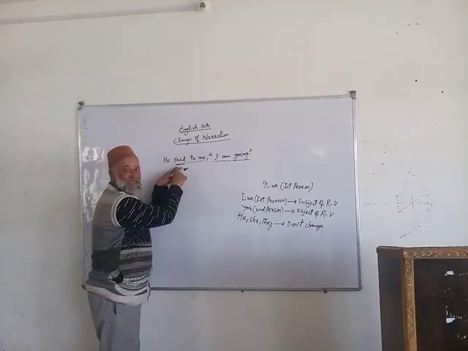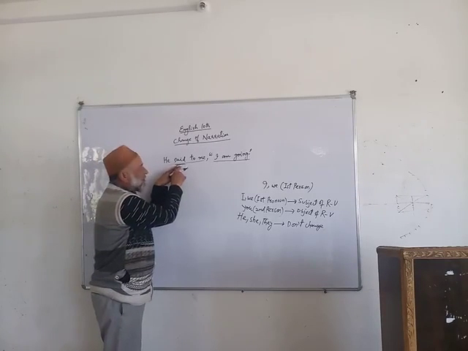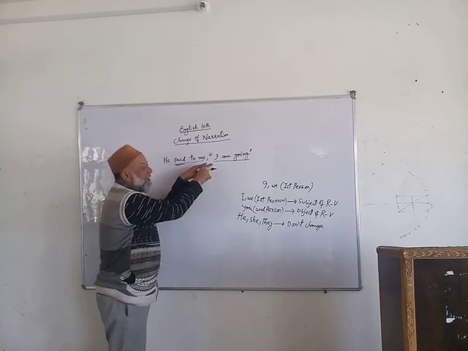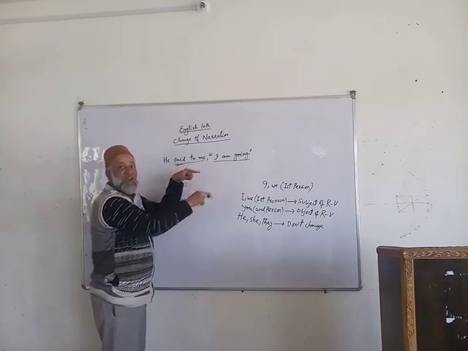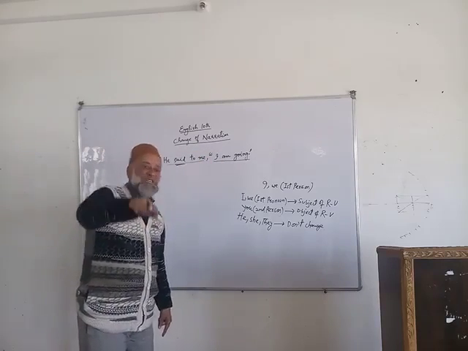Suppose the reporting verb is said. In a reporting verb as past, the reported speech gets changed. If it is present, it gets changed to past. Present becomes past.